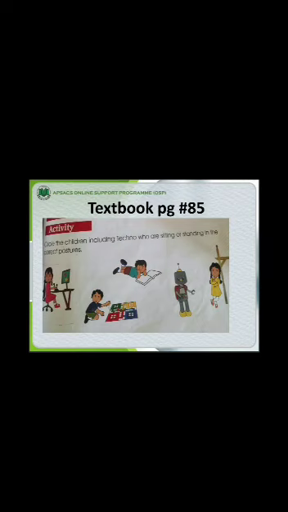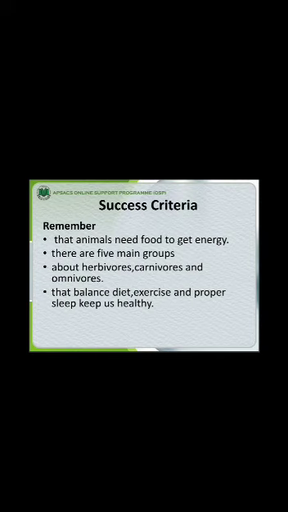Here is an activity on textbook page number 85. Circle the children, including Techno, who are sitting or standing in the correct postures. Students, you will circle the children who are sitting or standing in the correct postures on textbook page 85. Success criteria. Remember that animals need food to get energy. There are 5 main food groups, and remember about herbivores, carnivores, and omnivores. And also remember that balanced diet, exercise, and proper sleep keep us healthy.